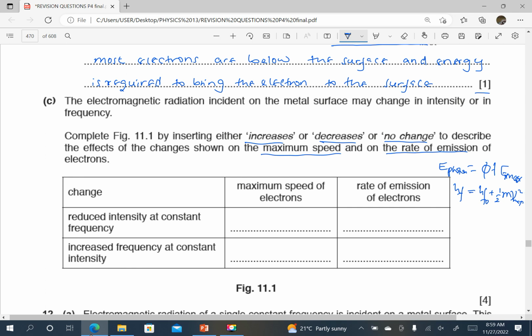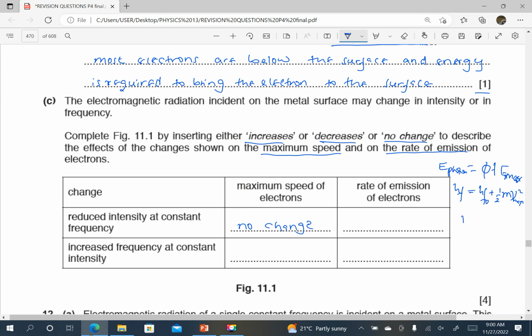So let's start. If we reduce the intensity at a constant frequency, the frequency is not changing, the intensity is changing. So if the frequency is not changing, then the energy of the electrons is not affected. So here there is no change. Maximum speed of electrons, no change.